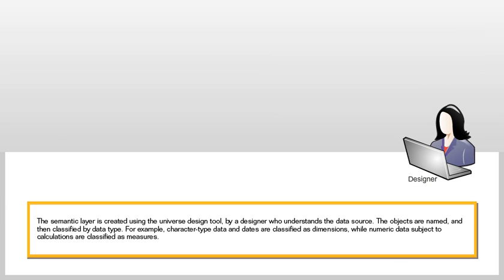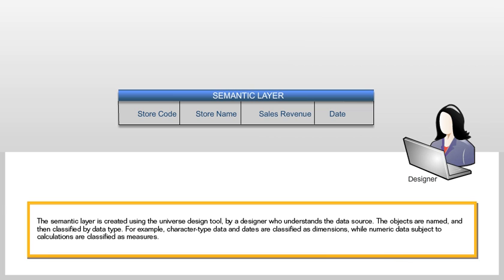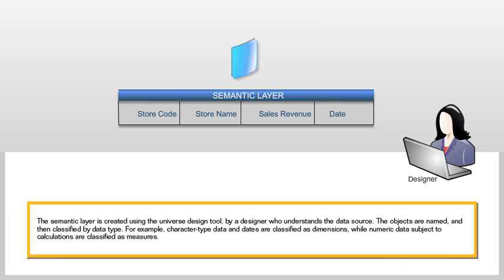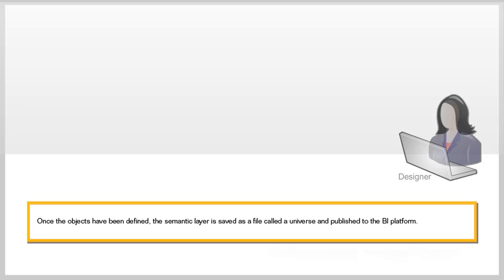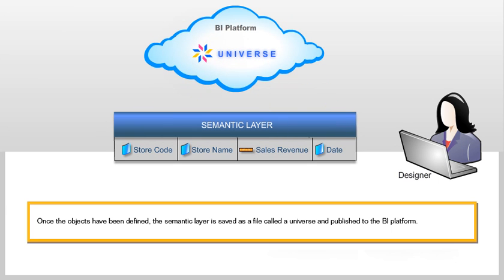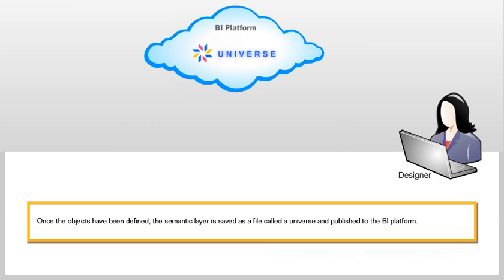The semantic layer is created using the Universe Design tool, by a designer who understands the data source. The objects are named, and then classified by data type. For example, character type data and dates are classified as dimensions, while numeric data subject to calculations are classified as measures. Once the objects have been defined, the semantic layer is saved as a file called the Universe and published to the BI platform.